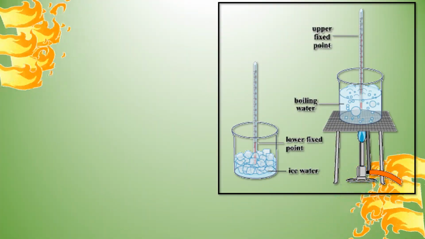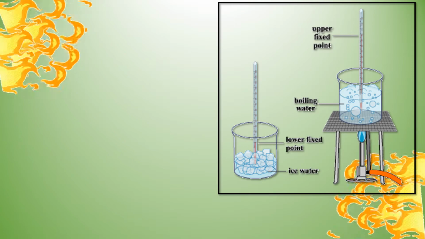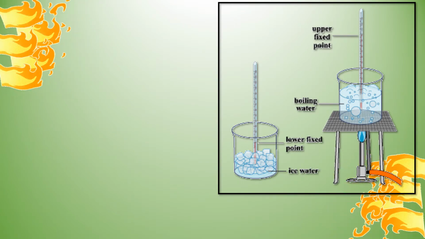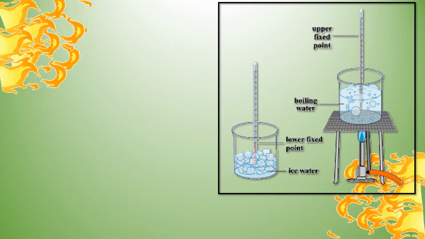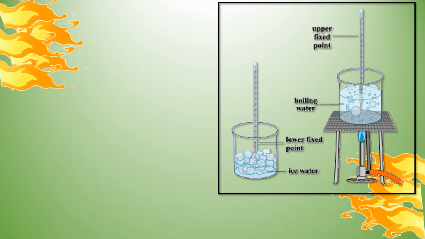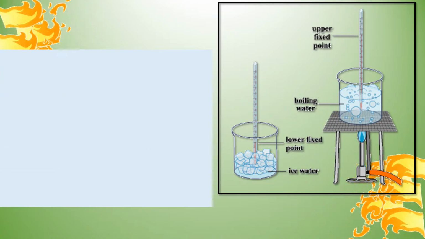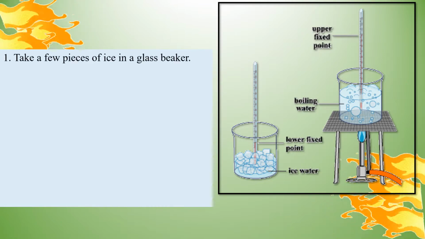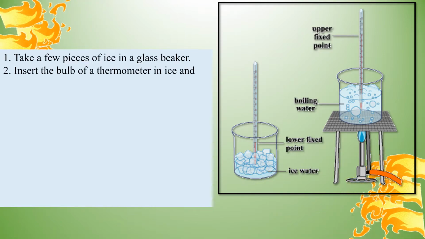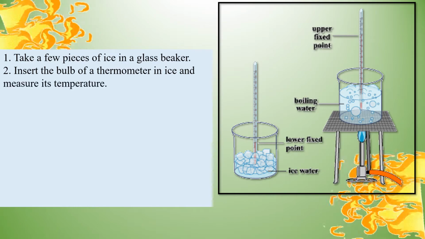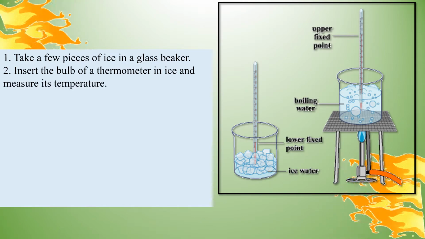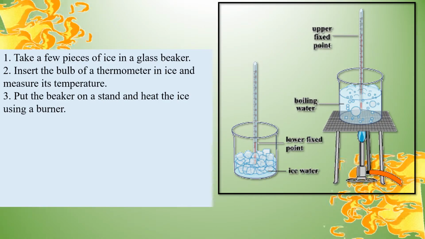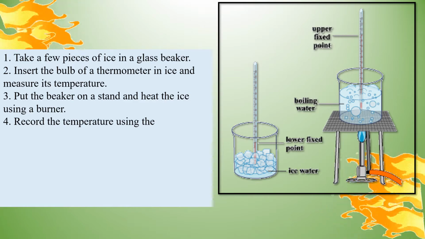Now for that, what we learned right now, how the phase of the state of matter changes. In order to understand the next part of the chapter, you have to take a few ice cubes. Okay, take a few pieces of ice in a glass beaker. Insert the bulb of a thermometer in ice and measure its temperature. Then put the beaker on a stand and heat the ice using a burner. Record the temperature using the thermometer after every minute.